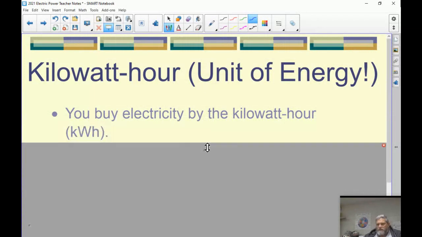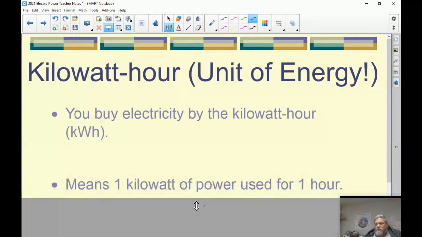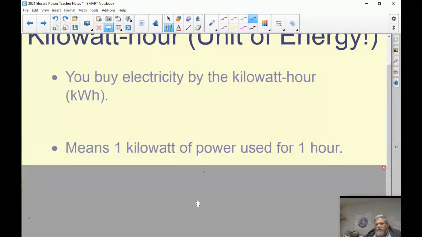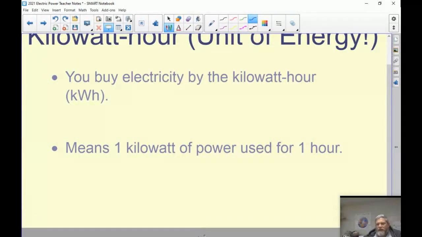Okay, so you buy electricity by the kilowatt hour, and the symbol for that is kWh. That means you use 1 kilowatt of power for 1 hour, or 1,000 watts every hour.